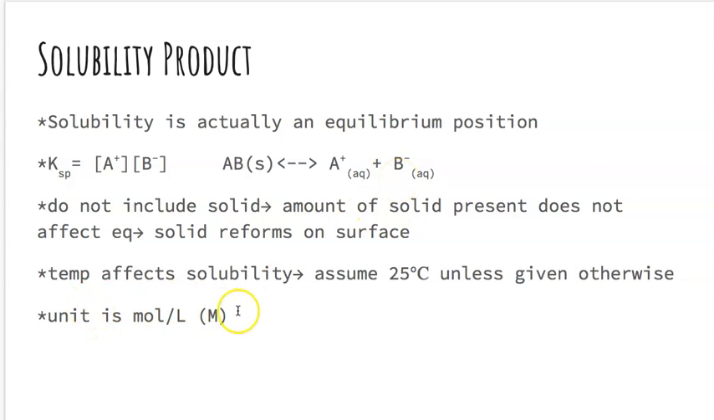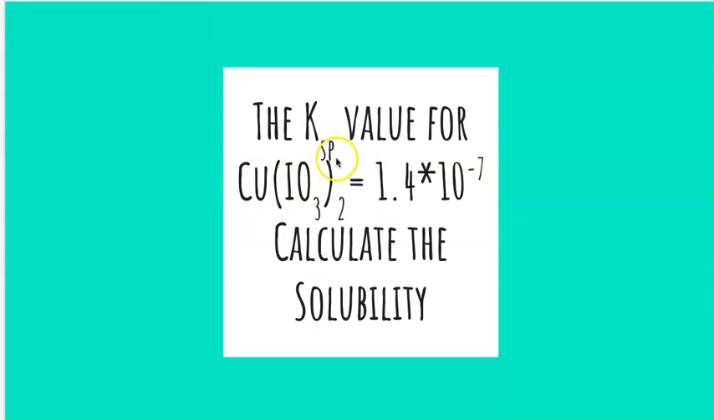Now, remember, temperature will affect solubility. As you heat something up, generally it becomes more soluble. So our KSPs are usually at STP, usually at 25 degrees Celsius. And make sure that we're doing all of our concentrations in molarity, moles per liter, like we always do. So here's the KSP for this solid.